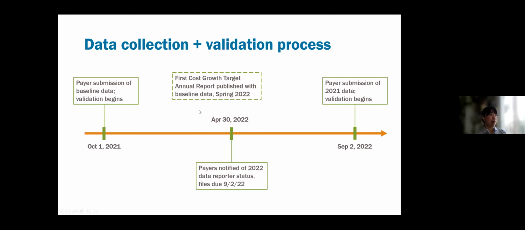But once data is submitted in October, that fall we'll be validating the data, and we'll also be prepping analysis for the first annual report. There's no hard date for that annual report yet, but it will be in the spring of next year. And in the spring of next year, by August 30th at the latest, payers will be notified of their 2022 data reporting status.